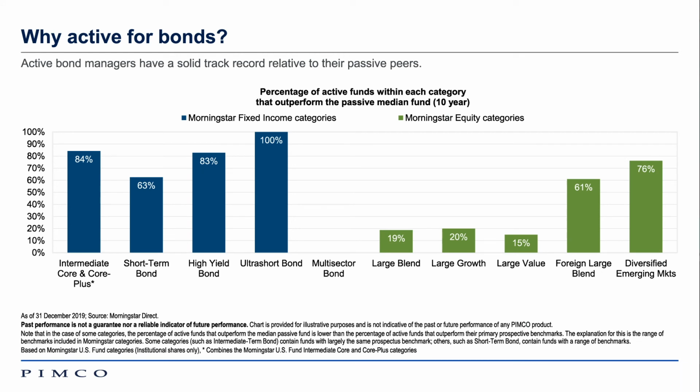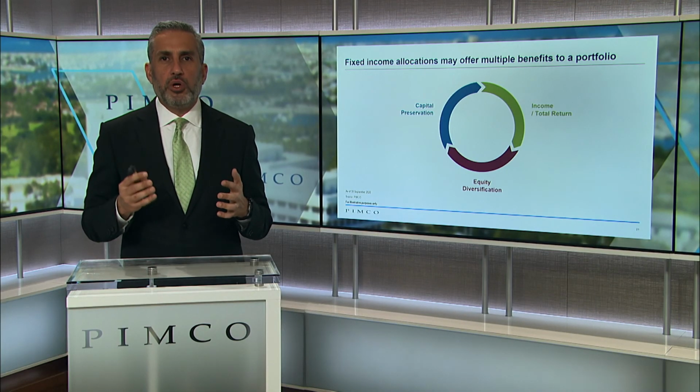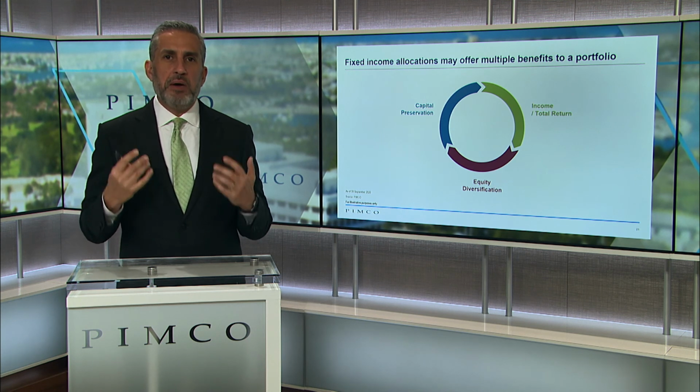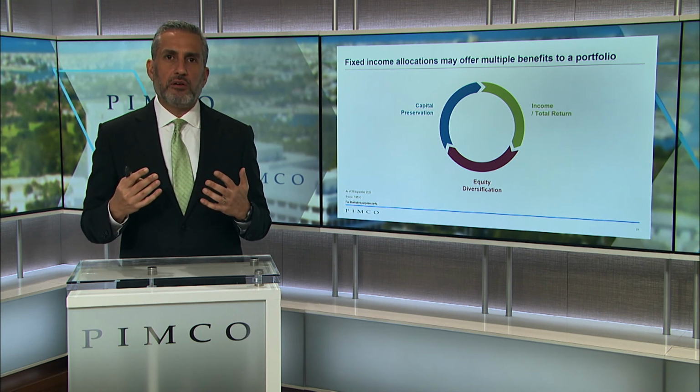And because of this complexity, active management tends to work really well in the bond market. Here you see the historical track record for that. 84% of active bond managers in Morningstar's Intermediate Core and Core Plus categories outperformed the median passive fund over a 10-year period. In the ultra-short bond category, 100% of active bond managers outperformed the median passive fund. At $110 trillion, the global bond market is massive and full of opportunity.